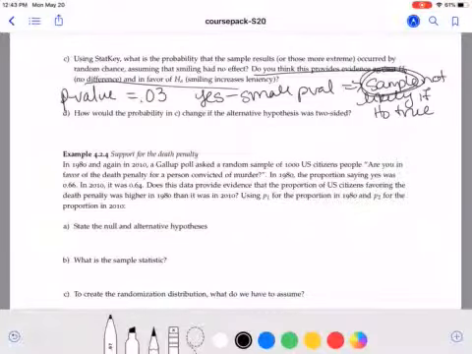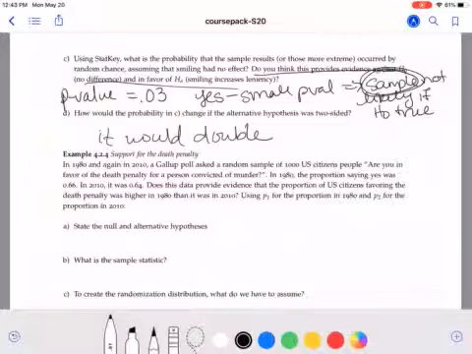The last question is, how would the probability change if the test had been two-sided? It would double. We'd be looking at both tails instead of just one tail, and so we would get a different p-value in that case.